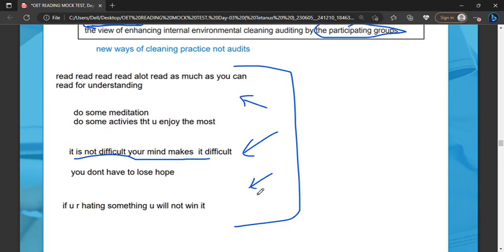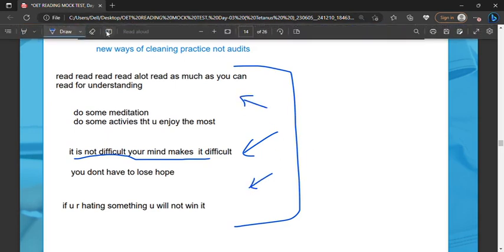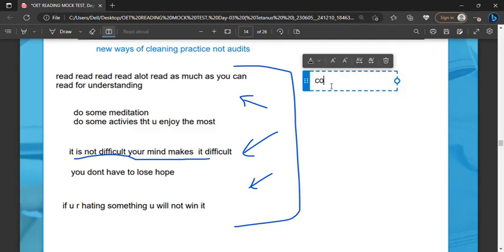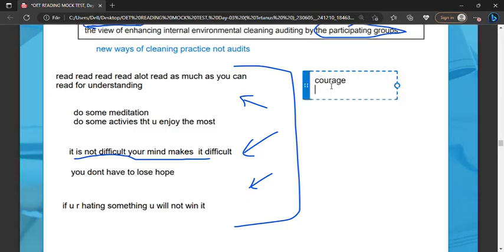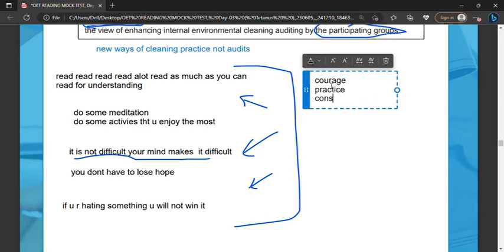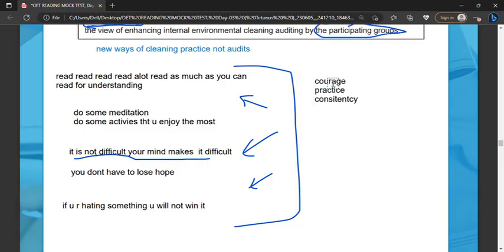It is all about courage, practice, and consistency. With these things you can easily pass the exam.